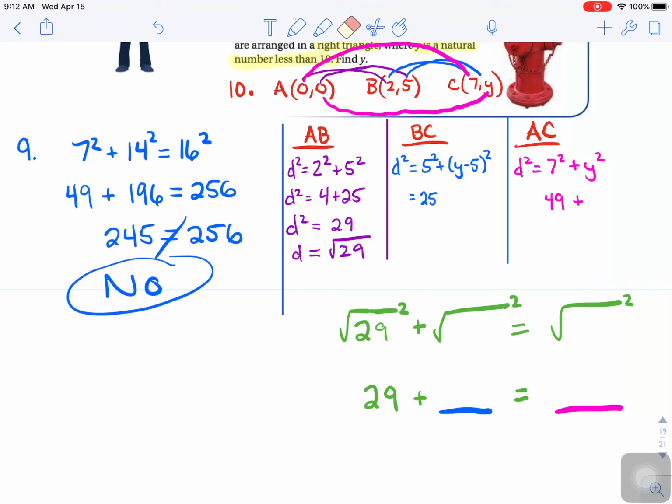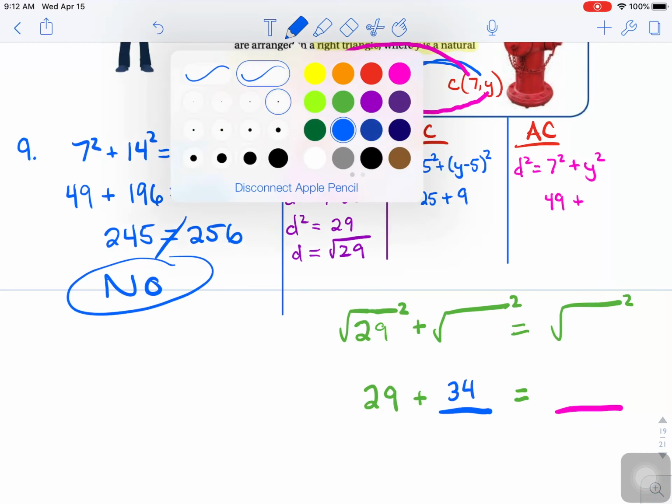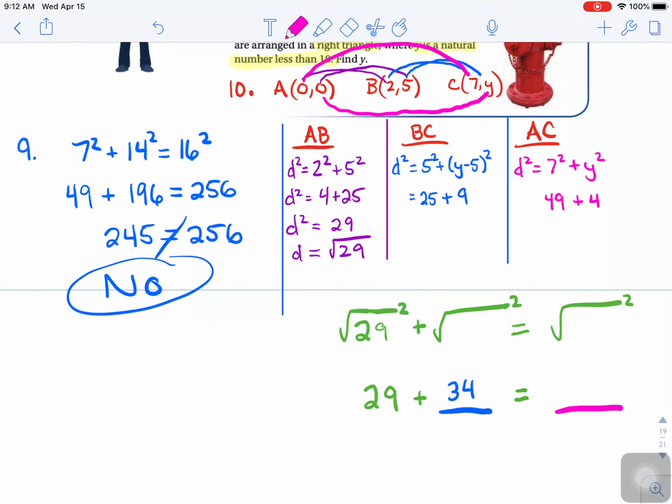So let's try 2 and see what happens with 2. If I plugged in 2, 2 minus 5 is negative 3, negative 3 squared is 9, 25 and 9 would give me 34. If I plugged in 2 over here, 2 squared would be 4, so 49 and 4 would be 53, while 29 and 34 add to 63, so not quite. So let's keep trying here.